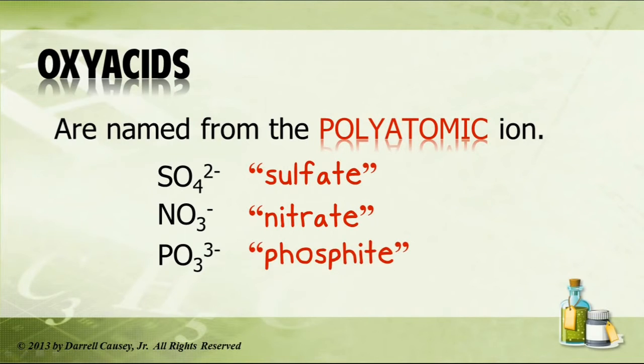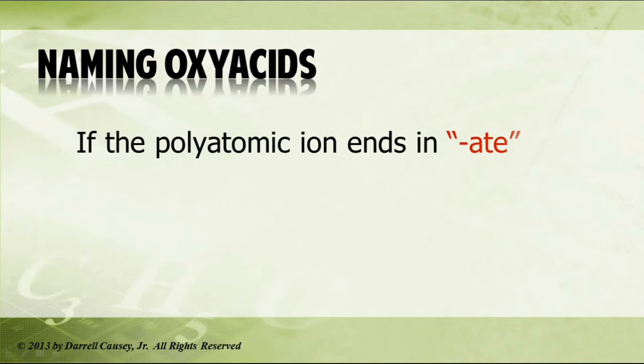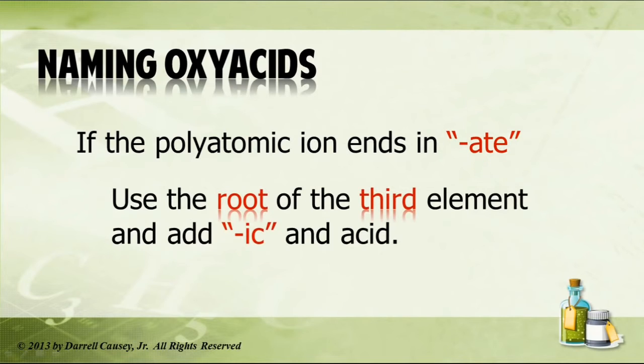And PO3 is phosphite. And how these end is very important. So we need to know the polyatomic ion. Therefore, the reason we need to have the polyatomic ion sheet out. Or memorize them. Either one. Naming oxyacids. If the polyatomic ion ends in ATE, use the root of the third element, add IC, and acid. That's if it ends in ATE.